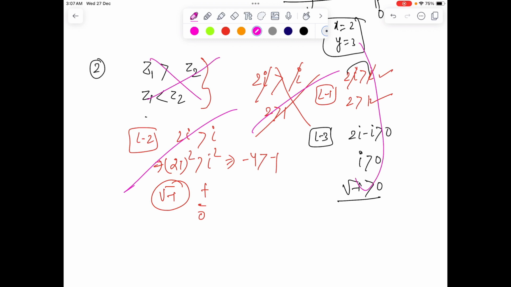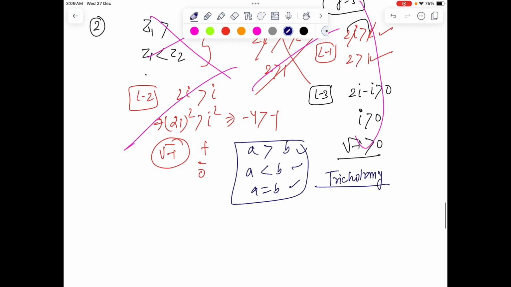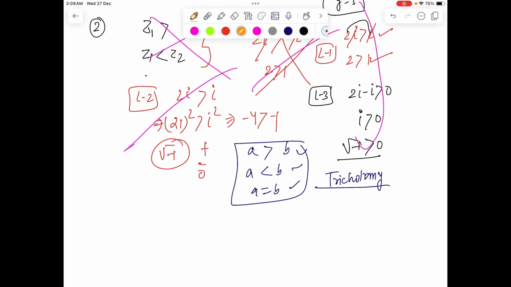So, law of trichotomy. Trichotomy means if you have two real numbers, either one will be greater or smaller, or they'll be equal, right? So you have three possibilities. That's why they call it law of trichotomy. These are fanciful English words anyway. So we never compare two complex numbers.